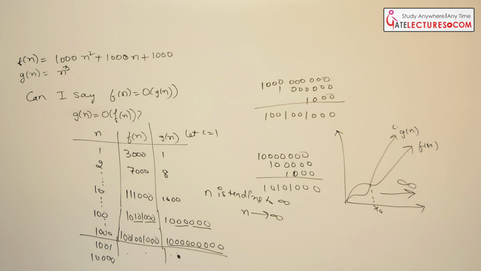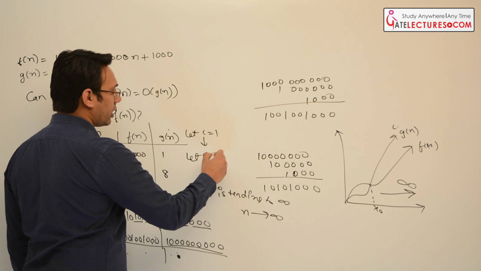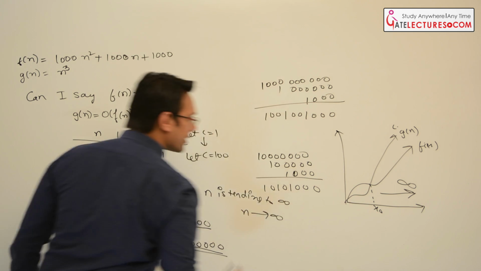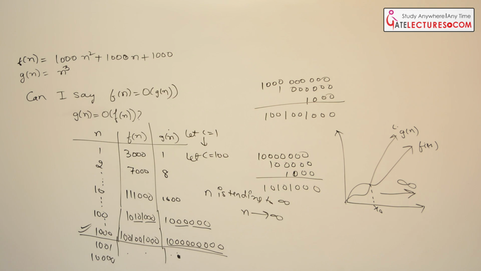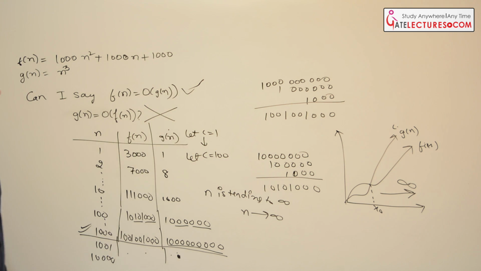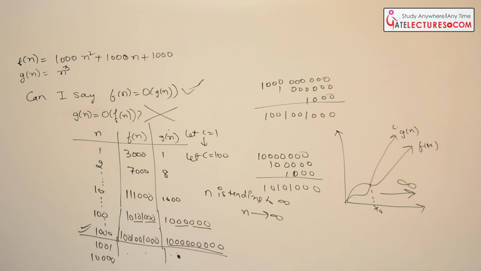Now when n is tending to infinity, you can see Gn will always be greater than Fn after this point. If I increase the value of C, let us suppose C is equal to 100, then you can shift this point in this direction and Gn will still be greater than Fn. But here I can say that Fn is order of Gn, but I can never say that Gn is order of Fn, because Gn will always be greater than Fn after some point of time, right?